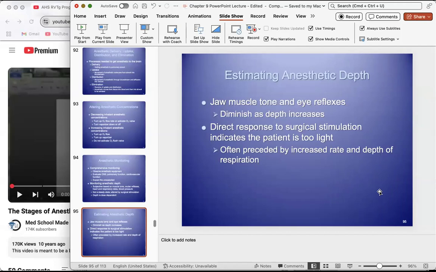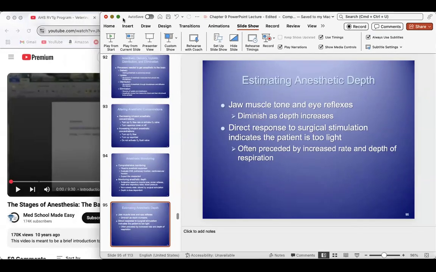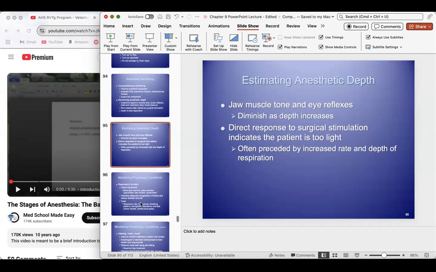Alrighty, students, welcome back from your break. We're going to get back into your PowerPoint for this evening. Before we went on our break, we were looking at monitoring the anesthetic depth. Getting into that subject, estimating the anesthetic depth, I'm going to show you a video here in a moment that's going to go over the stages of anesthesia and looking into, again, what do those different stages look like? What are the symptoms that you'll see in your patient? And how do you know if you're at a good spot?